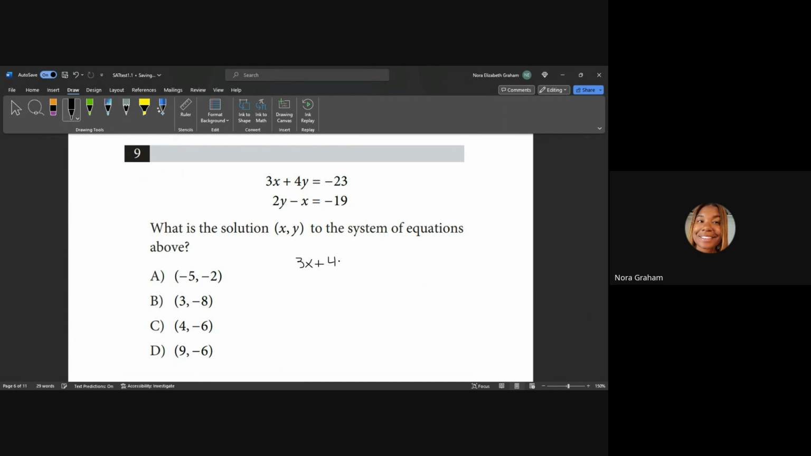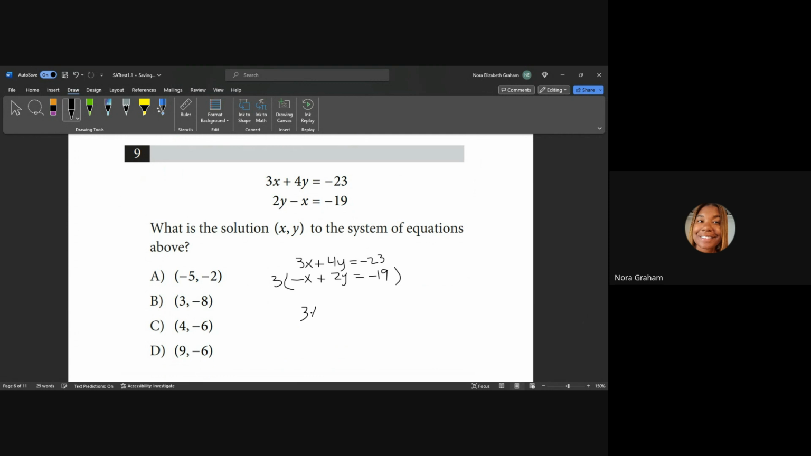In this case, I'm going to manipulate the bottom equation. Let me line everything up and show you how I'm going to do that manipulation: lining up my x's, my y's, and my constants. It equals negative 19. I'm going to try to eliminate my x variable, because if I multiply this whole second equation by 3, I'll get a negative 3x and I can cancel my x's out. All right, let's do that.